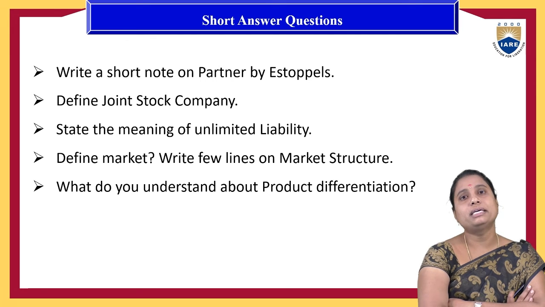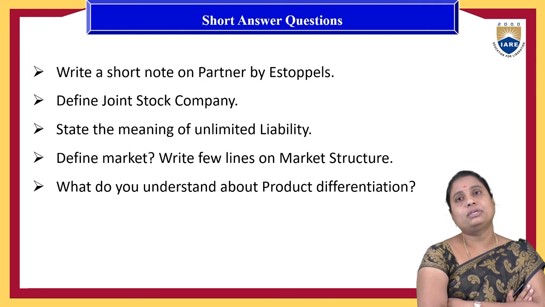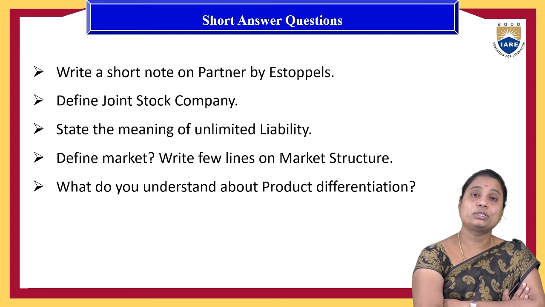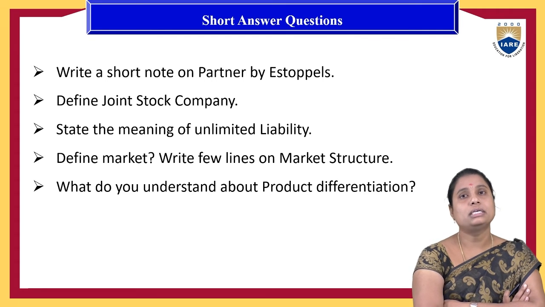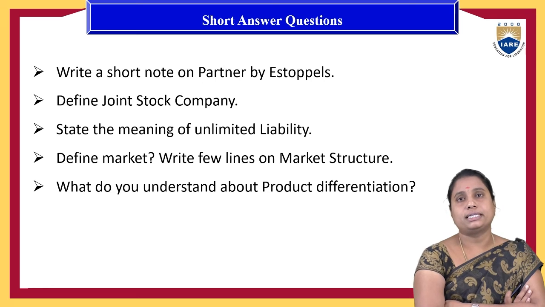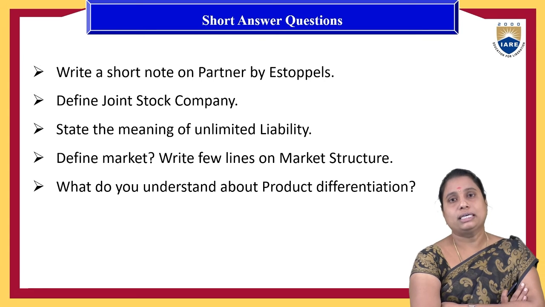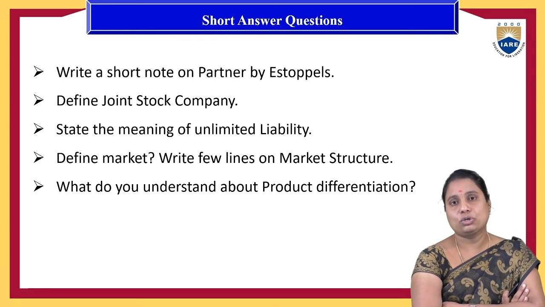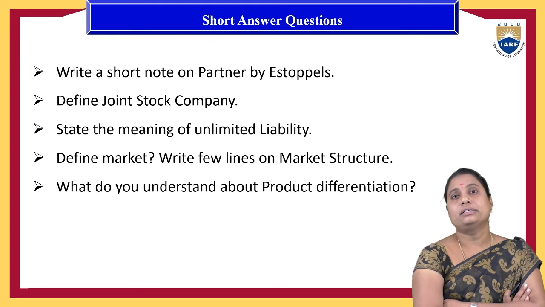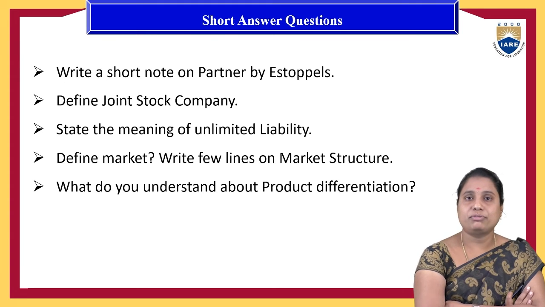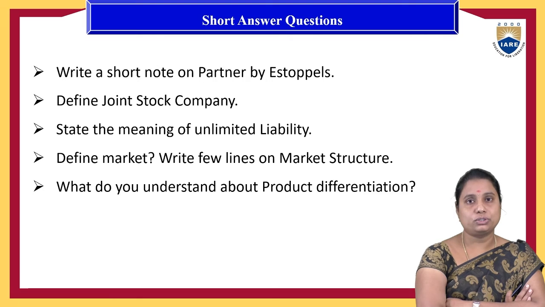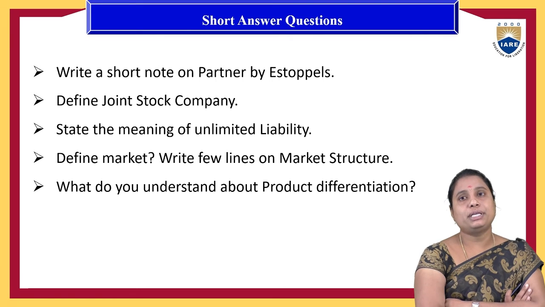Partners by estoppel means, as per the law, what is its meaning and what are the rules and regulations related to estoppel; we need to explain these. And defining the joint stock company. So what is a joint stock company? Who is the regulator? All this basic information we need to provide under the joint stock company, and state the meaning of unlimited liability, and define market.